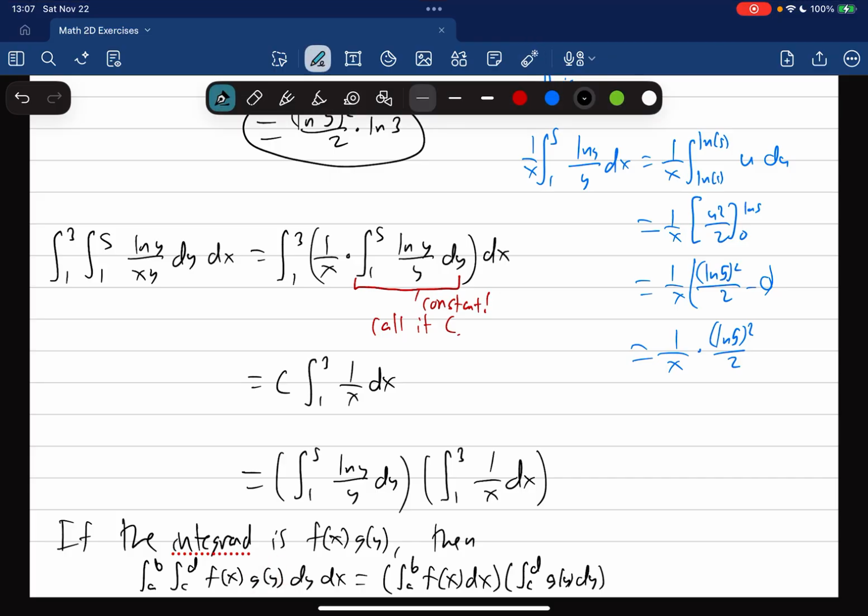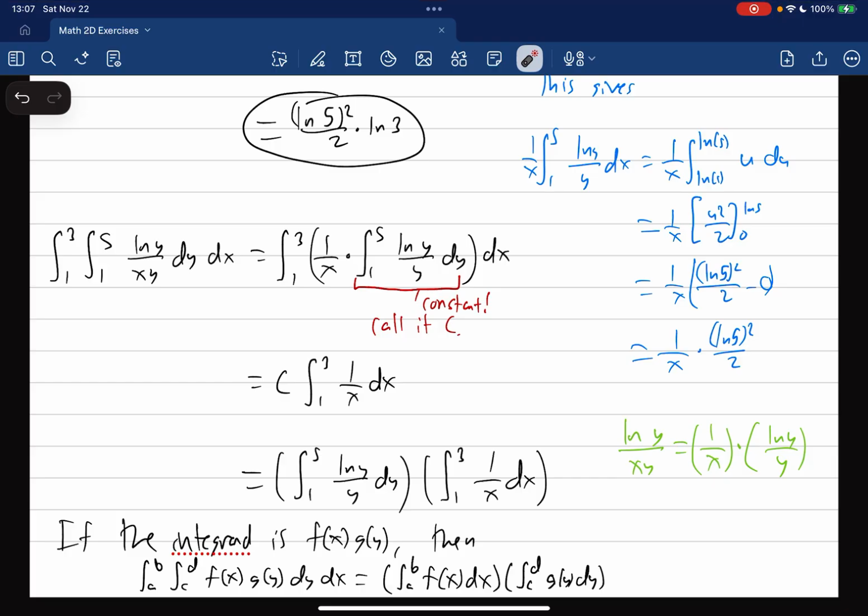In our example, this is the case because you might notice that we can write ln y over xy as 1 over x times ln y over y. And this part just depends on x, and this part just depends on y. So just like we found here, we can just integrate the y part and the x part separately, making sure to align the integration limits with the corresponding variables.